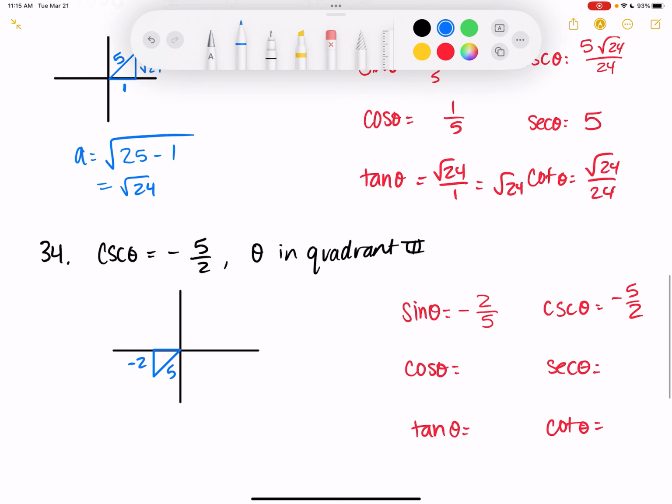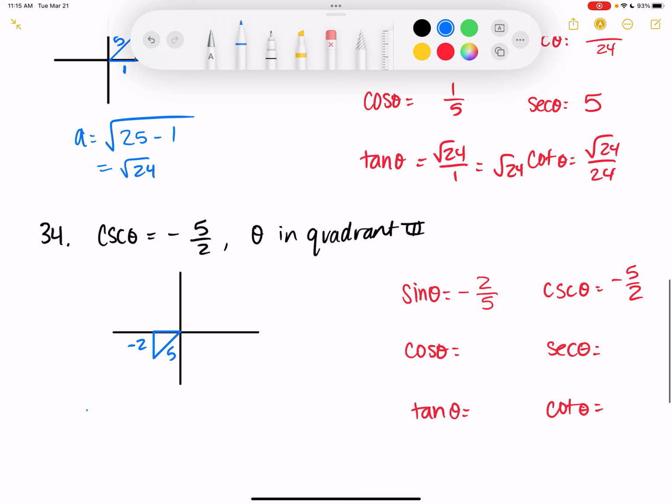So to find the other side, Pythagorean theorem, so a is equal to the square root of 5 squared, so 25, minus 2 squared is 4. So this is going to be the square root of 21. So this value is the square root of 21, but it is also going in the negative direction, so we need to put a negative sign on it. So then using that information, what is the cosine of theta? Negative square root of 21 over 5.